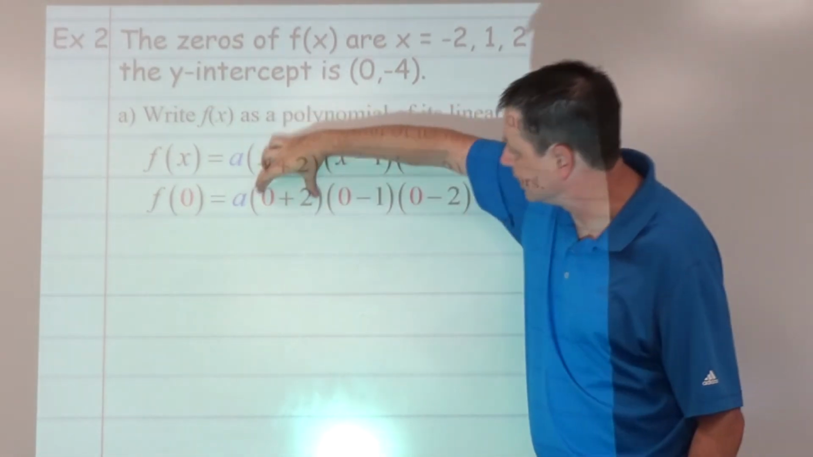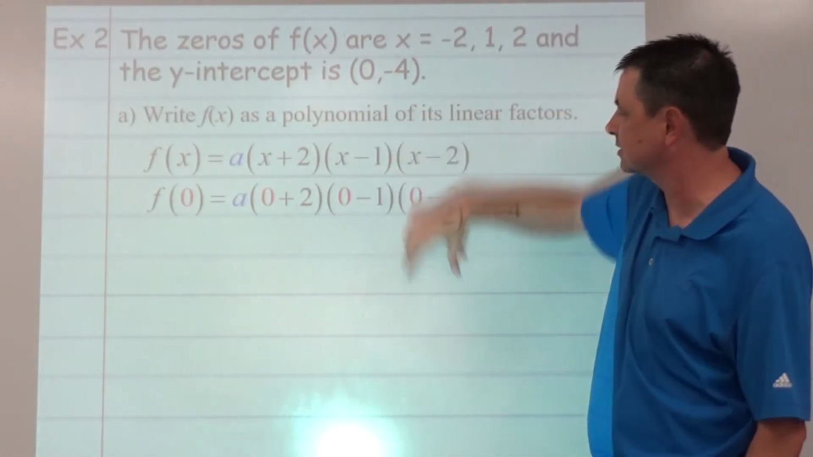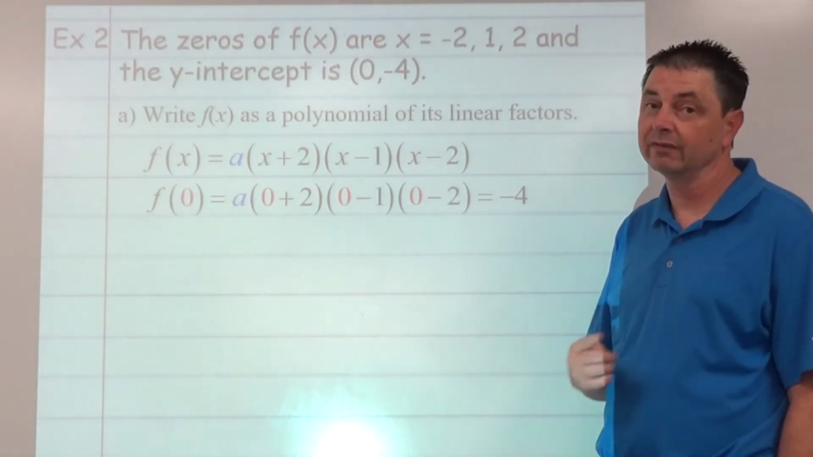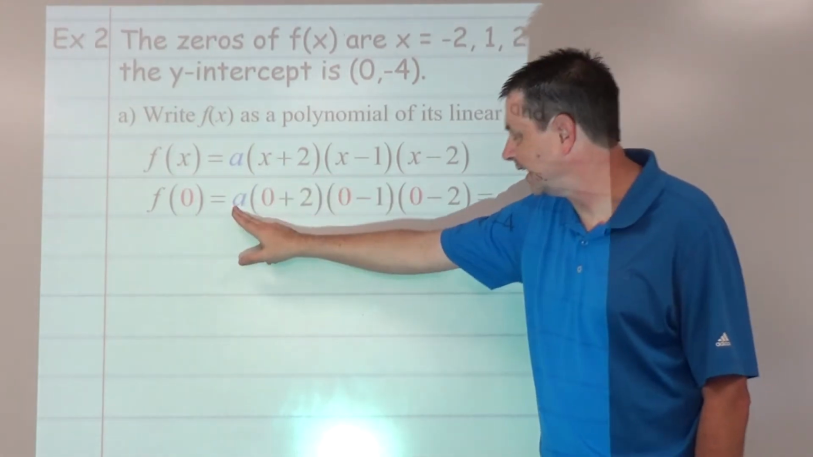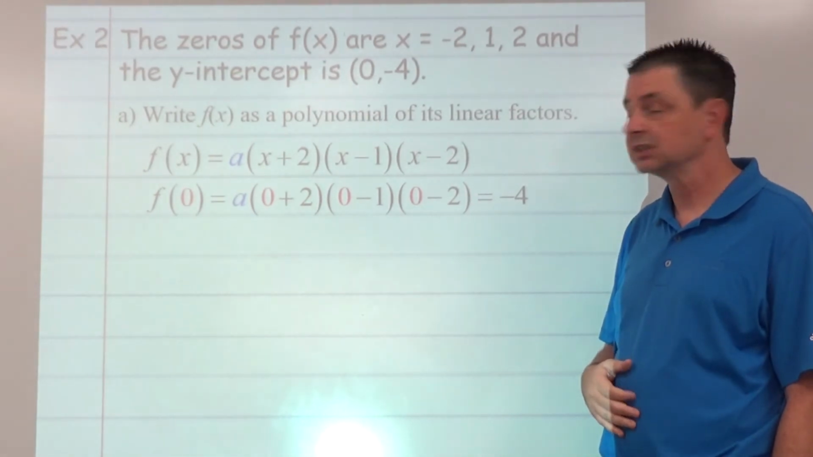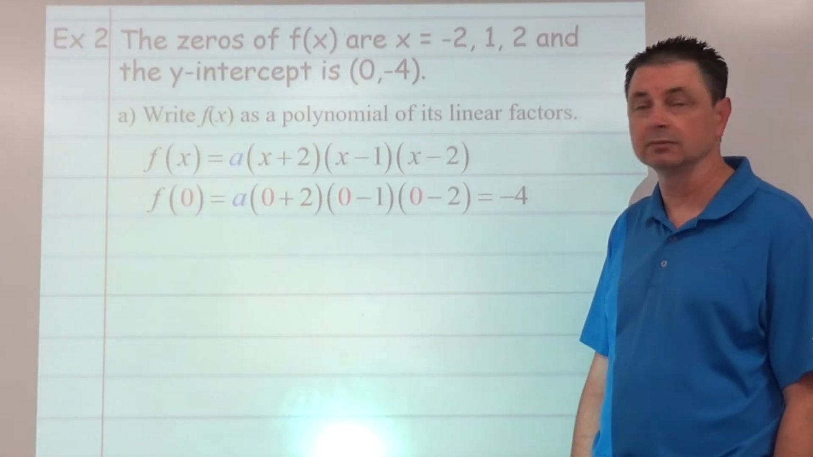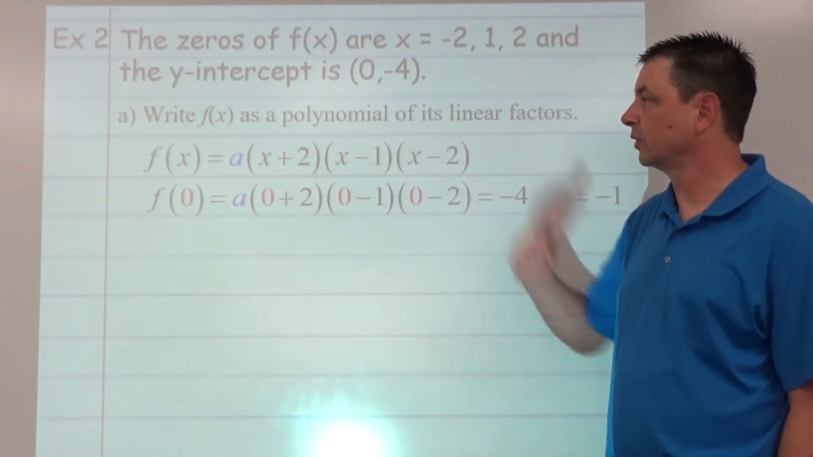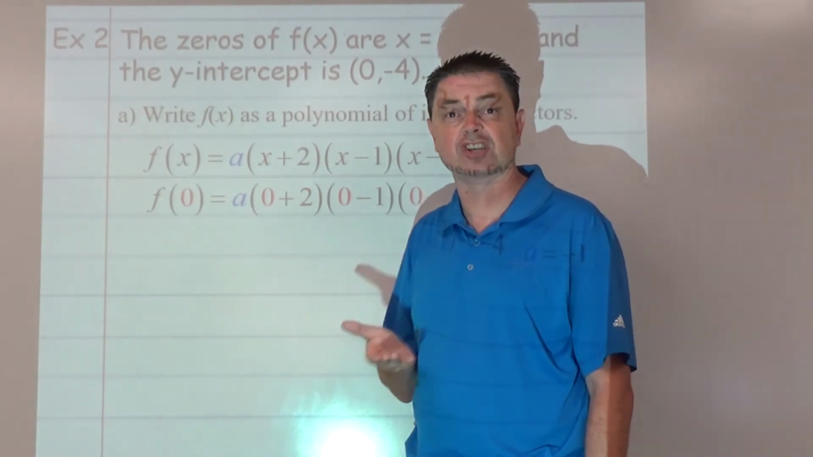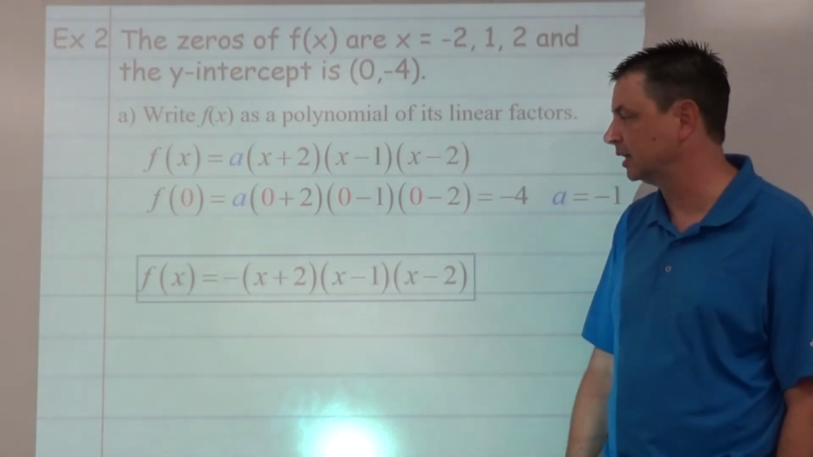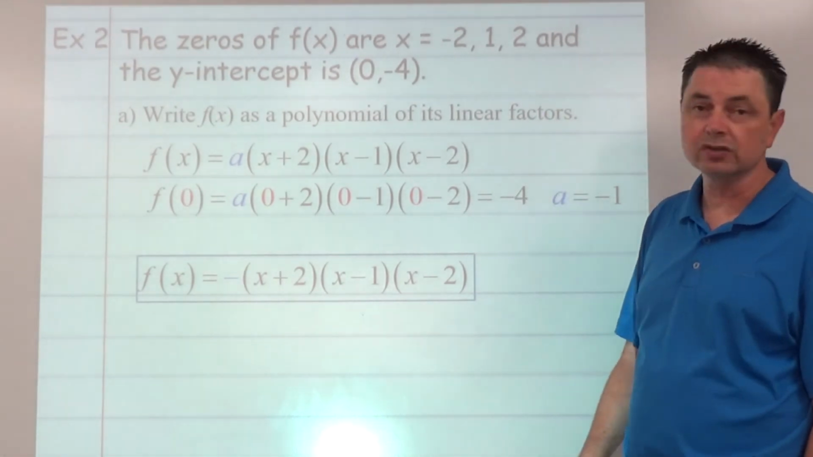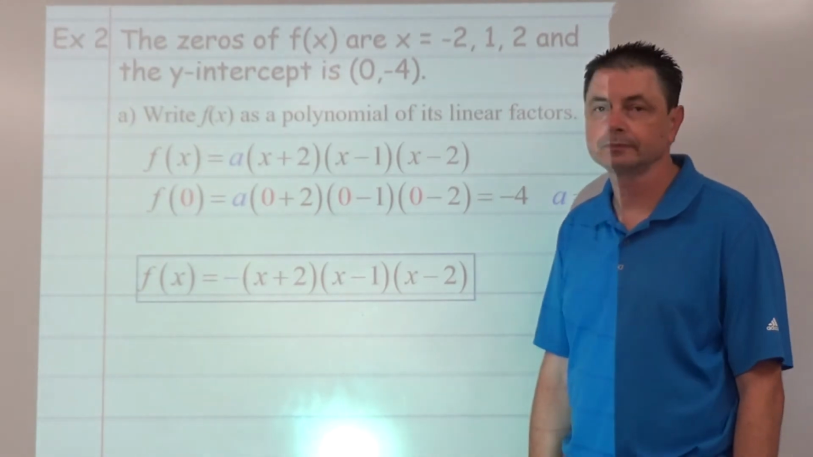Calculator time. What is this times this times this? You should get 4. 4 times a is negative 4. Solve for a. Divide both sides by 4. A is negative 1. So when we rewrite it back into here, a is negative 1. You can write negative 1, but we could also just write the negative sign, meaning the same thing. There's our function as a product of its linear factors in factored or intercept form.